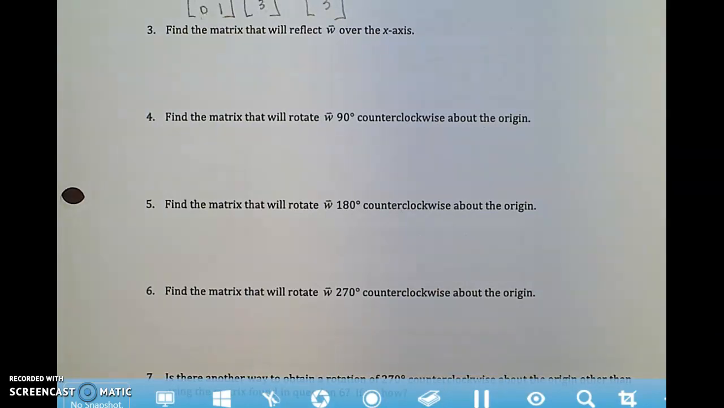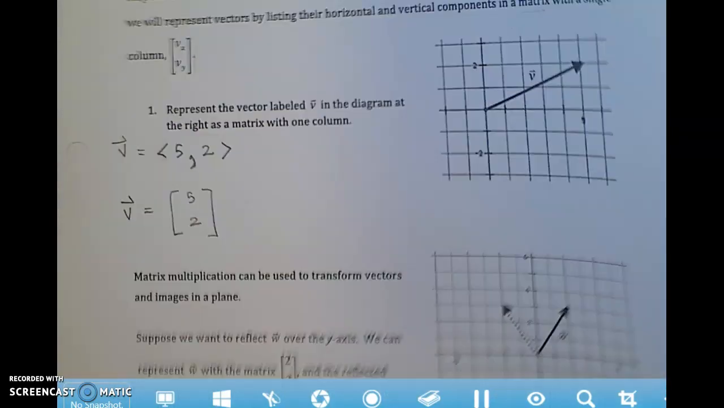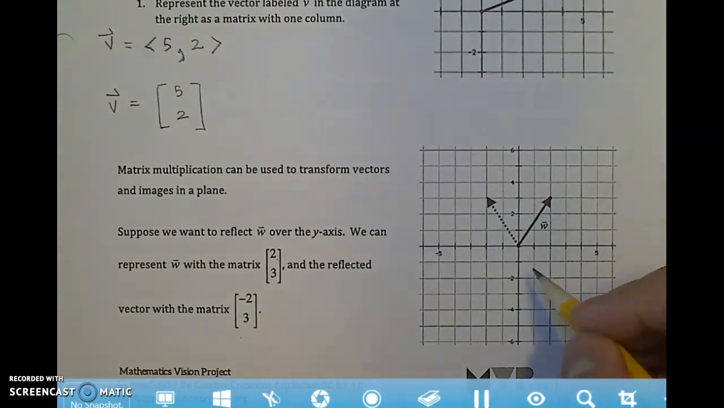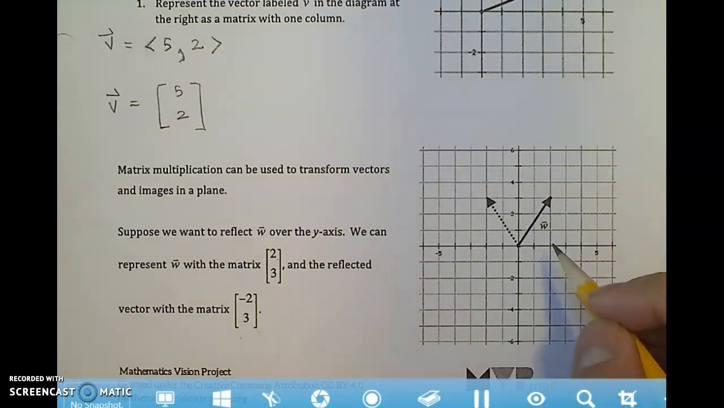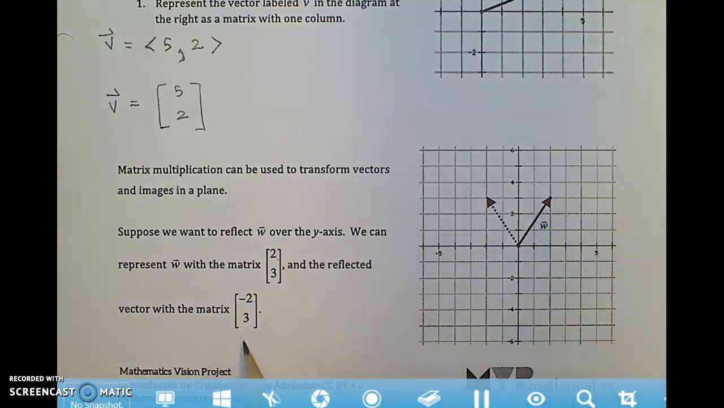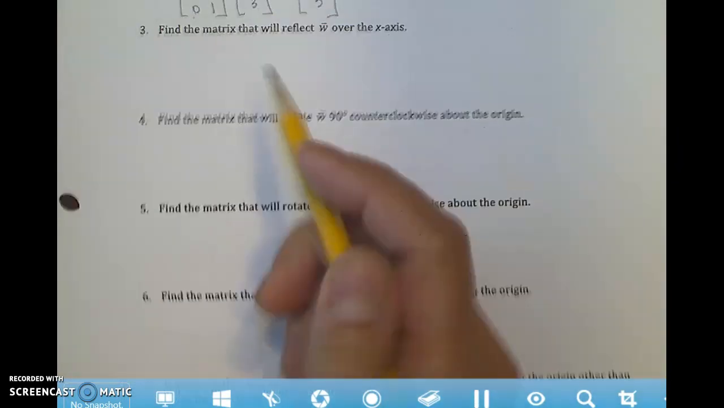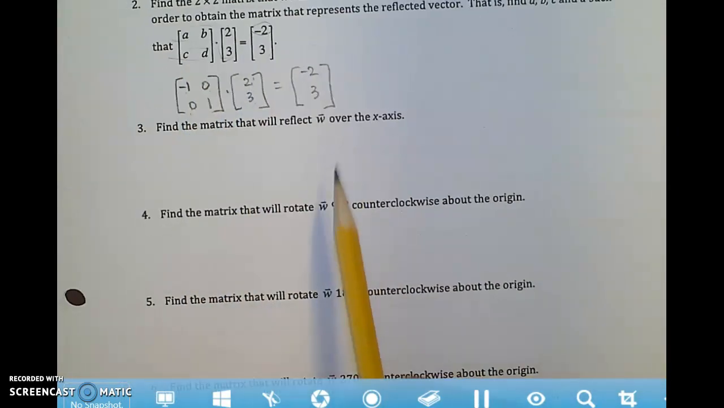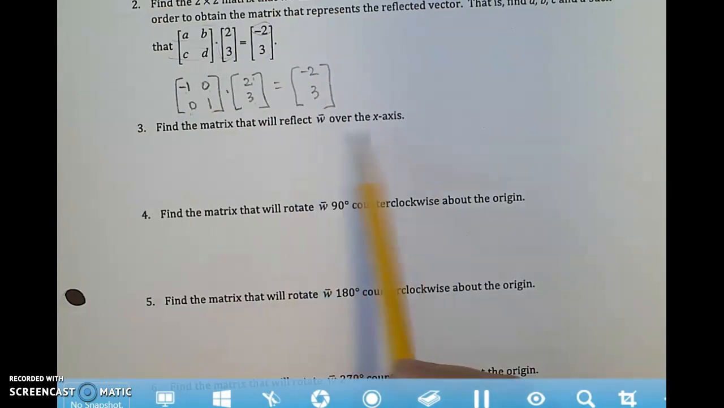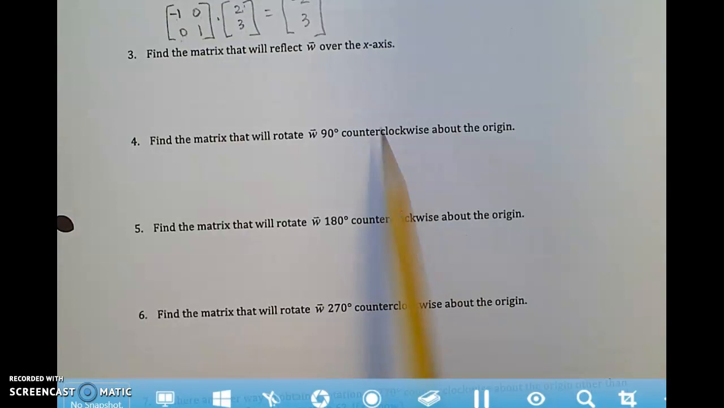What I want you to do now is go back to the original diagram and draw those transformations. We're doing rotations now: 90, 180, and 270. Find the matrix that represents those different transformed vector W's and see if you can figure out the ABCD matrix that gets you those transformations. We're going to do reflect over the x-axis, and you're going to do 3 rotations. Go ahead and pause the video here, and we'll see what you get in a bit.